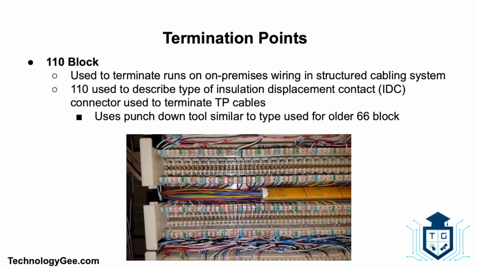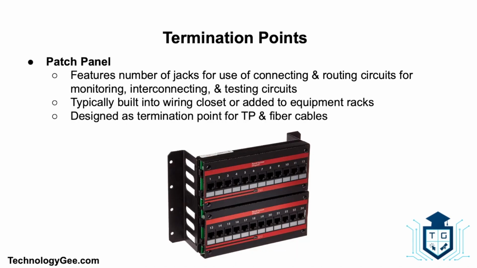Next, we have the 110 block. A 110 block is a type of punch down block used to terminate runs of premises wiring in a structured cabling system. The designation 110 is also used to describe a type of insulation displacement contact connector used to terminate twisted pair cables, which use a punch down tool similar to the type used for the older 66 block. Then we have a patch panel, and this is a device or unit featuring a number of jacks, usually of the same or similar type, for connecting and routing circuits for monitoring, interconnecting, and testing circuits in a convenient, flexible manner.